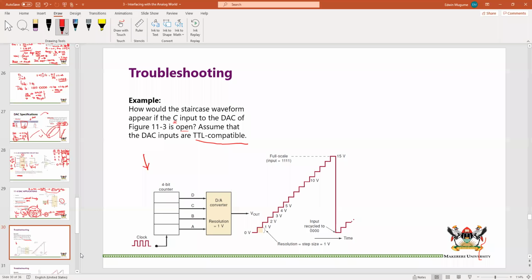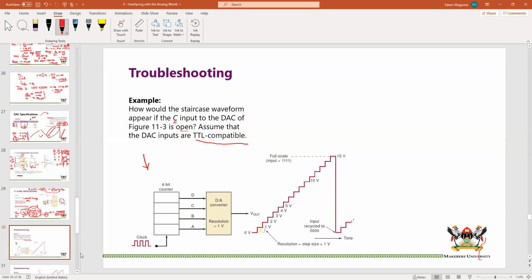So we know that in a TTL system, or TTL logic, when an input is open, it is interpreted as 1. It is interpreted as high. So that means that you have a problem. We want to see the staircase.